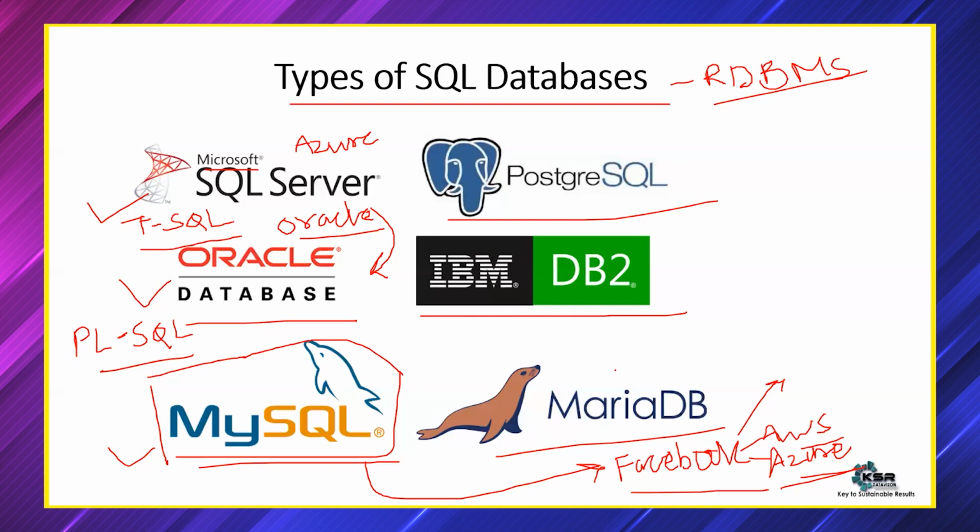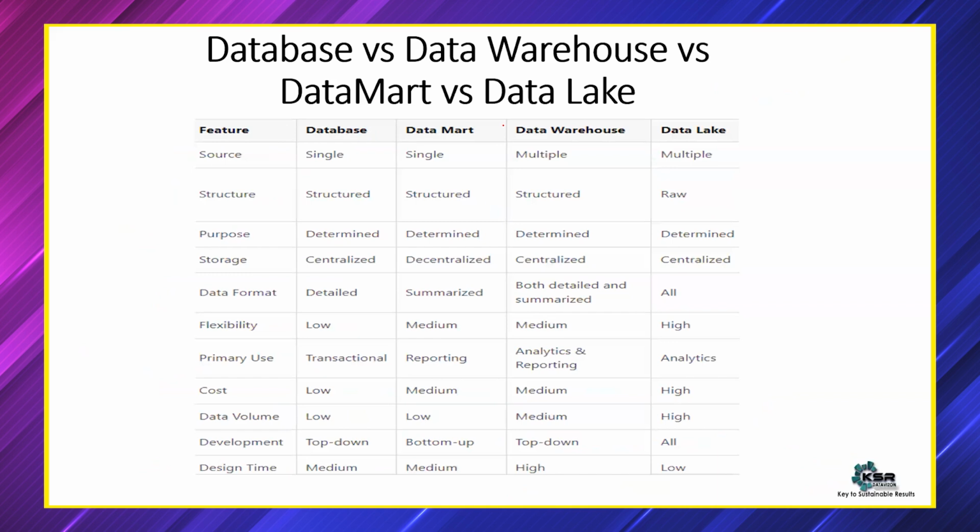Now we'll see the differences between database, data warehouse, data mart, and data lake. Let me take an example here. I'll take one single example and I want answers from you folks. Let me take an example of spices. I'm taking an example of a certain masala. This masala is a blend of multiple spices. In simplified terms, this is the finished product.